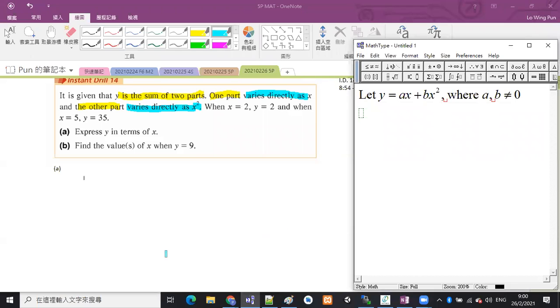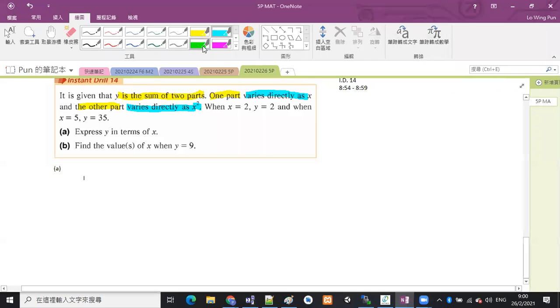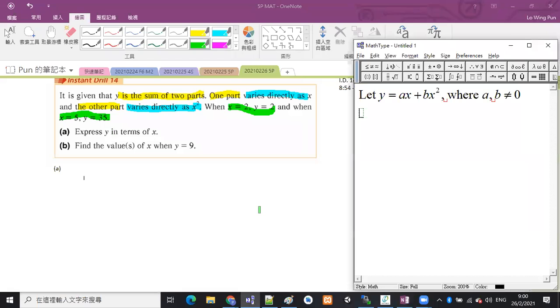And then we have to find from the question that we have two groups of numbers. When x is 2, y is 2 is the first group of numbers. And then when x is 5, y is 35. That is the second group of numbers. So we will put x equals 2, y equals 2 into our equation. So 2 is equal to a times 2 plus b times 2 squared.